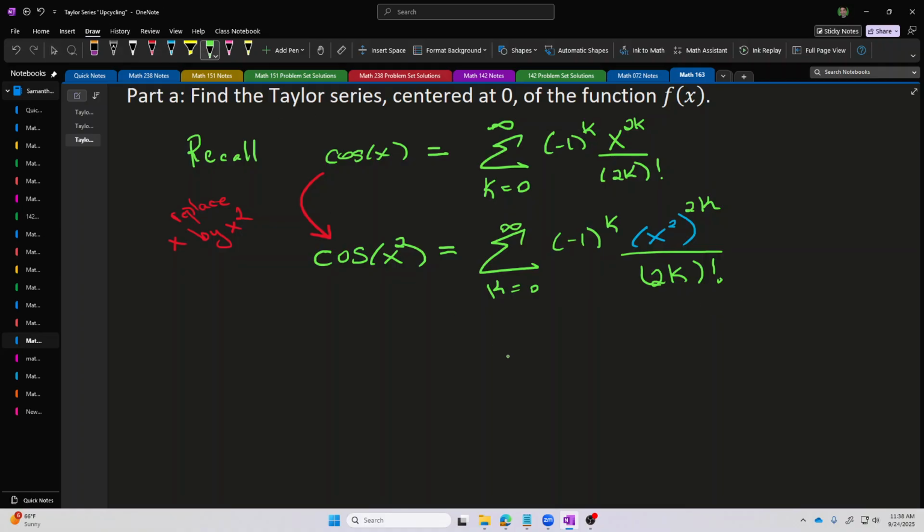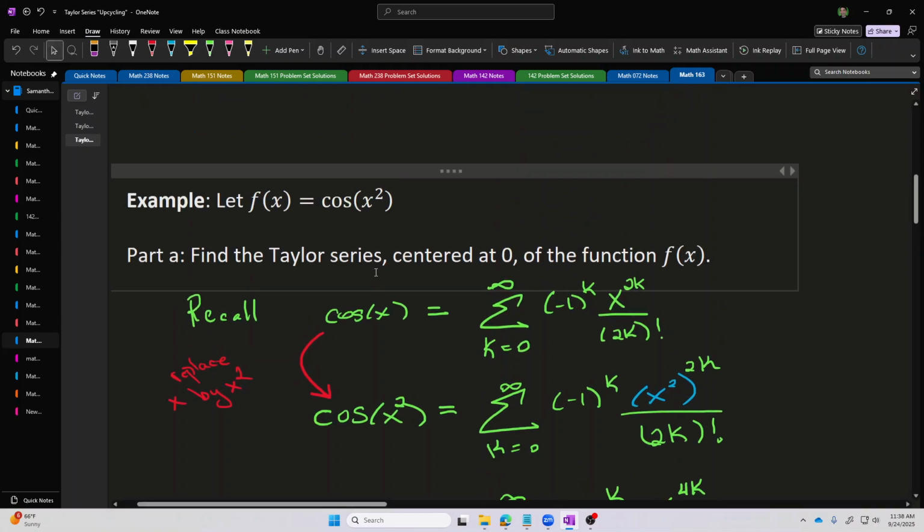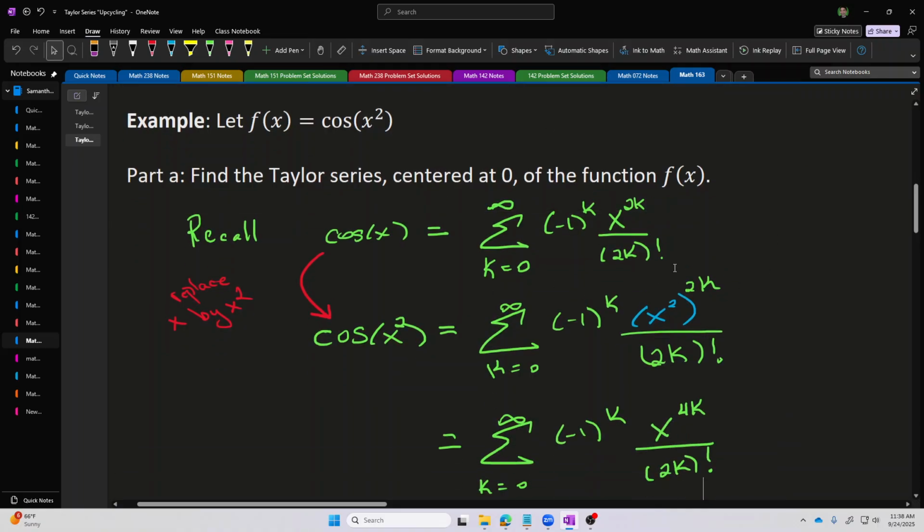You can leave it in this format, but it might be more useful for us to go ahead and use the exponent properties to simplify that. And we get x to the 4 times k in that exponent after simplification. So this would be my final answer to this question: find the Taylor series centered at 0 of the function f of x, which is equal to cosine of x squared. I started with a simple Taylor series that was similar in shape to the function I was working with.